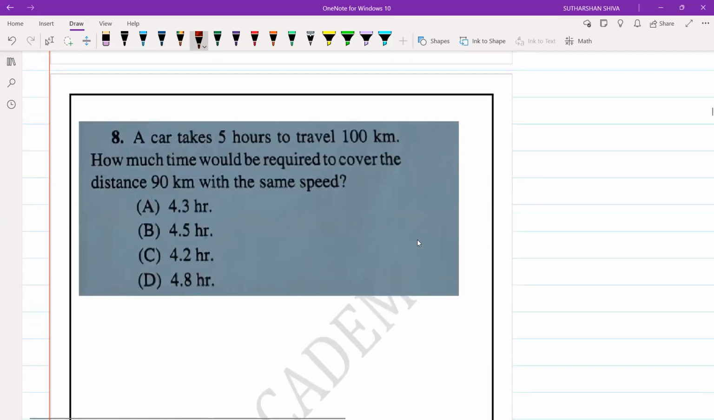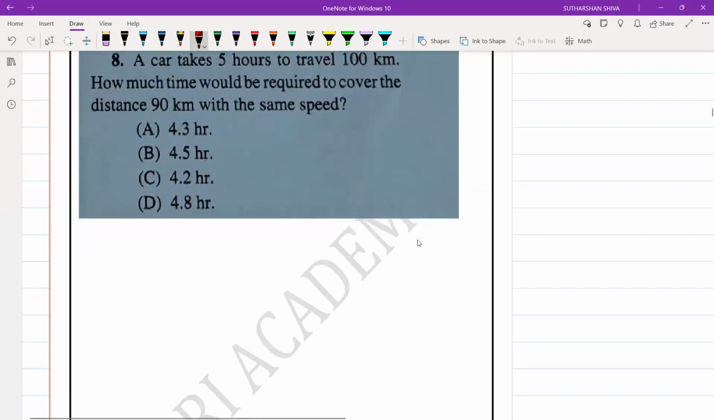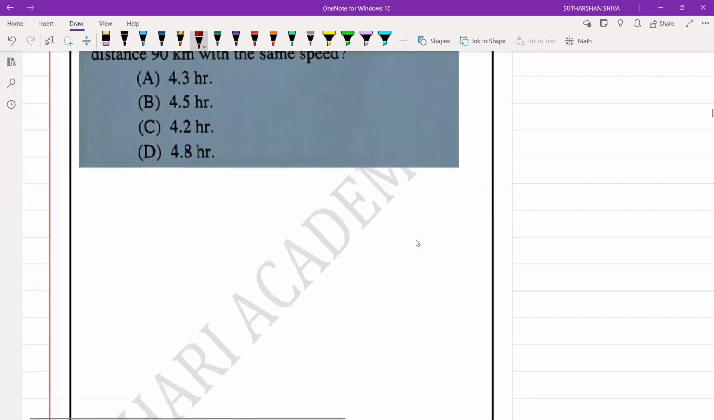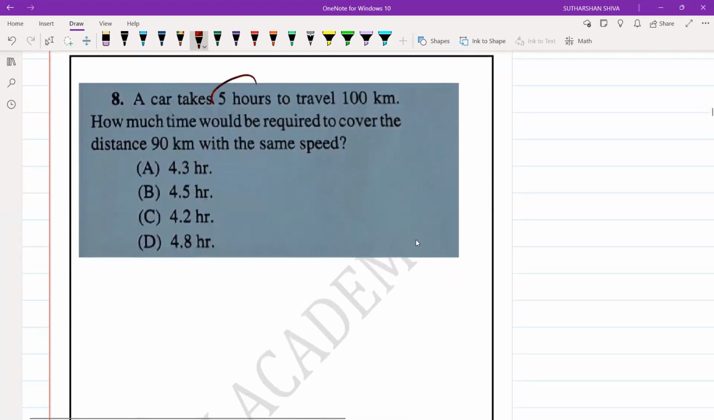Then question number 8. Question number 8 is a speed and distance question. It is also a slightly easier question, so you can easily do it. Okay, it's simple math. A car takes 5 hours to travel 100 kilometers. So, how much time would be required to cover a distance of 90 kilometers with the same speed?